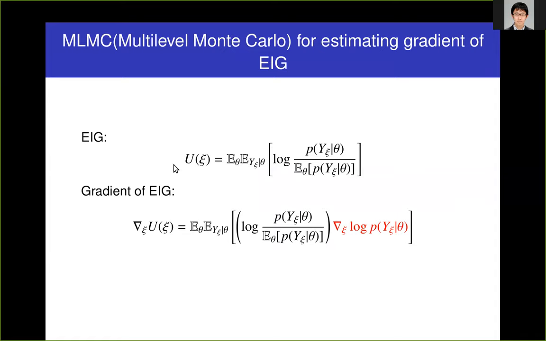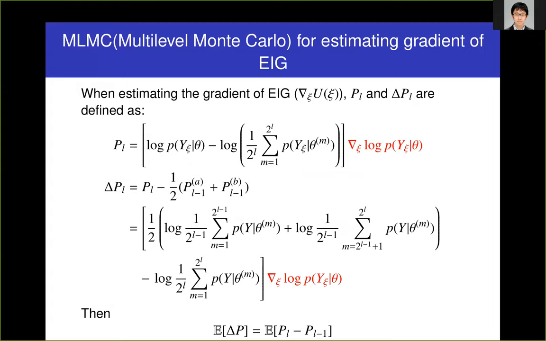Here is EIG and the gradient of EIG. We can see that the difference is here: nabla log P, Y given theta, and the other part is the same. So we can reuse the theoretical results of the EIG analysis with some modification. When estimating the gradient of EIG, nabla U of X, P_L and delta P_L are defined as this formula. Here again, the difference from the case of EIG is only this part, nabla log P of Y given theta, and the other part is completely the same.